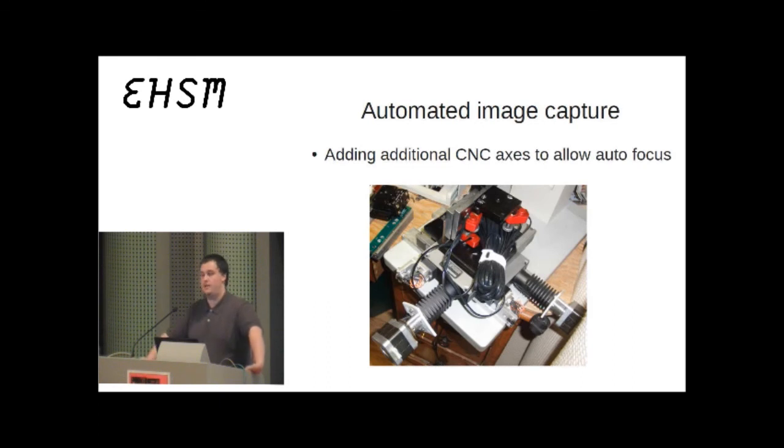And finally, the other thing I'm working on is, I just generally enjoy taking pictures. So I've been trying to streamline the photography process a little bit more by adding autofocus. So that's one project I'm working on right now.